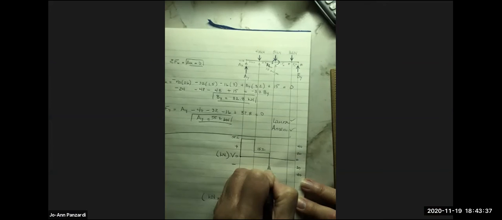Yep. Then what happens? Nothing. Then it drops again by 32 kilonewtons. Negative 15. I think it's 17, isn't it? 32 minus 15.2 is 16.8. Okay. And then what happens?